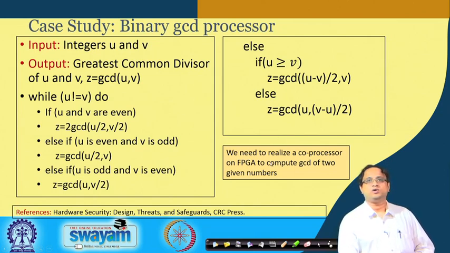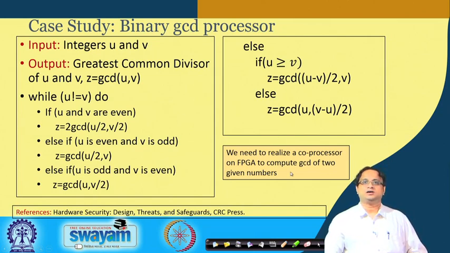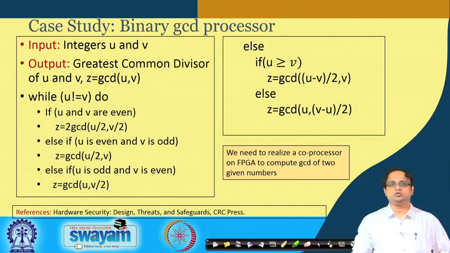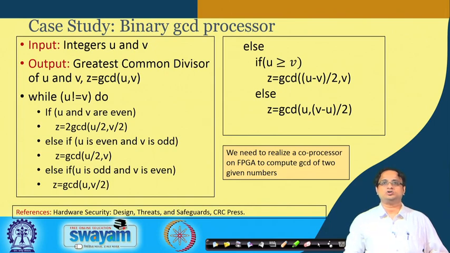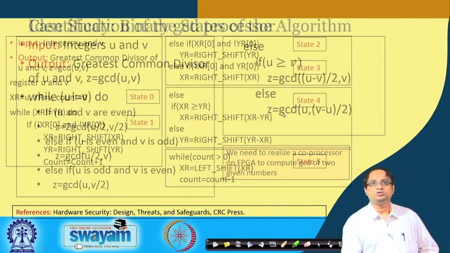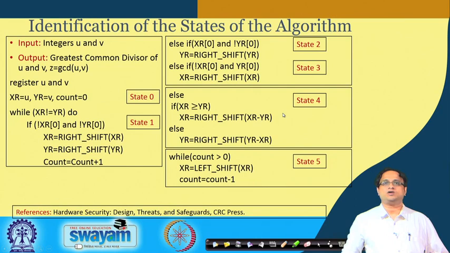Okay. So now what we want is to realize a coprocessor on FPGA to compute the greatest common divisor of two given numbers, but I want to use this algorithm. I want to essentially map this algorithm into a hardware block. So in order to do that, first we will try to identify the states of the algorithm. That is the first step.